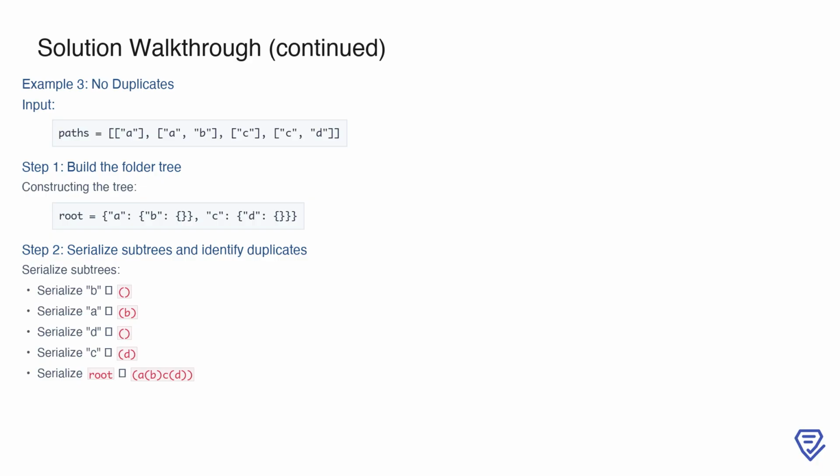Serialization then generates unique encodings for each subtree. B and D both serialize to an empty string, while A serializes to B and C to D. Finally, the root serializes to A, B, C, D. These unique serializations confirm that there are no duplicate subtrees in this example.